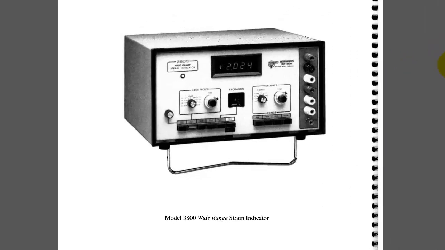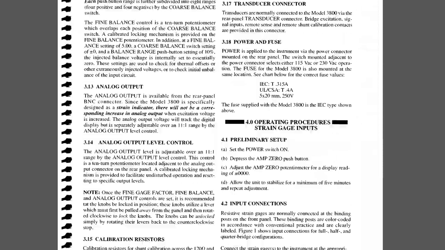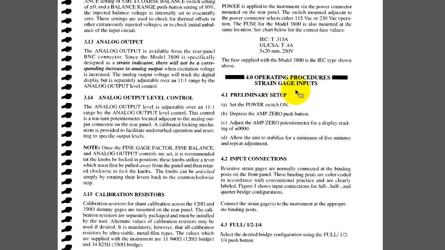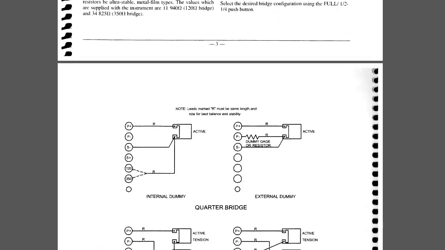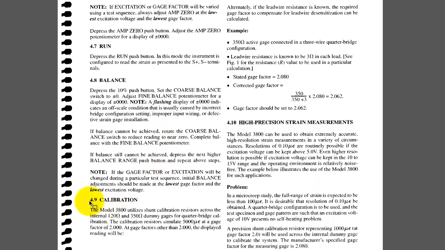If I switch over to the strain indicator manual, remember you can access this from the inventory website. I can scroll down to, I believe that's section 4, which are the operating procedures for a strain gauge. So you go through the setup, the input connections, choosing the bridge type, which we'll discuss in just a moment. Excitation, voltage, gauge factor, zeroing out the amplifier, running it, balancing the bridge. So note section 4.9 here, calibration. This actually allows us to compensate for the lead wire effects.